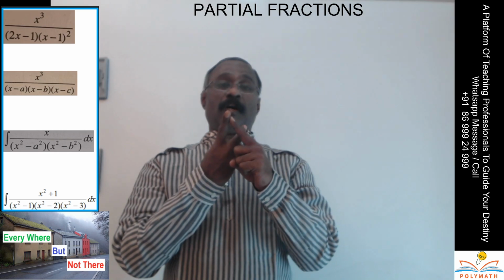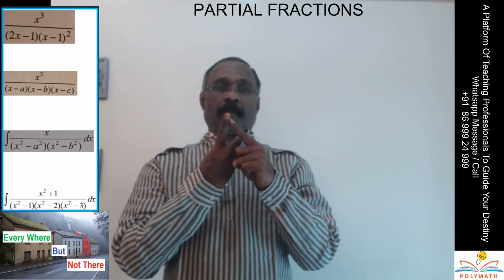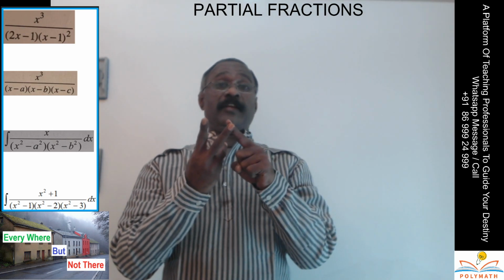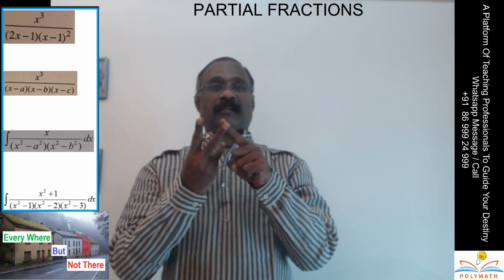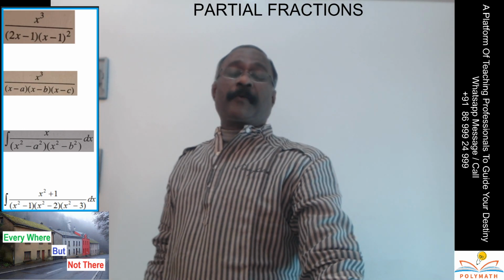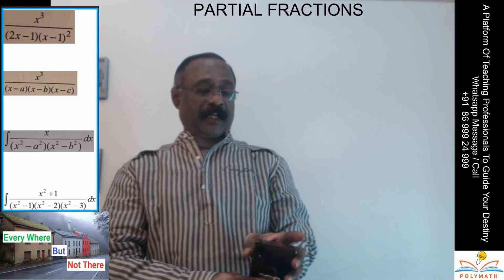Number one, the denominator is containing non-repeated linear factors. Number two, the denominator is containing repeated linear factors. Number three, it is an improper fraction. These are the three types of partial fractions.